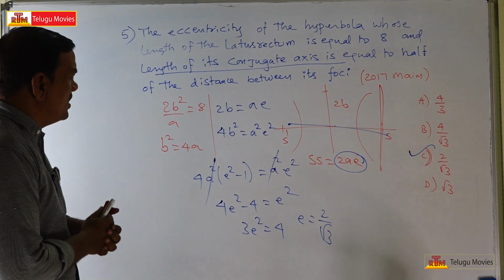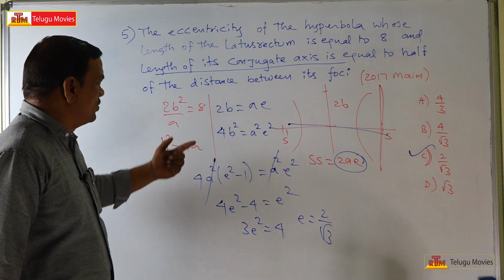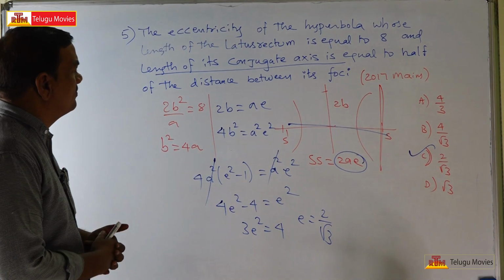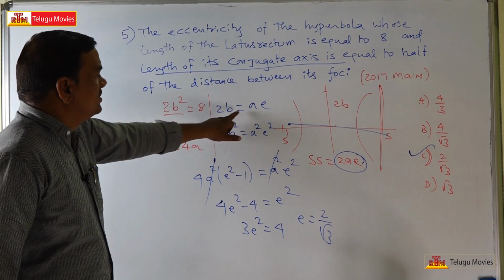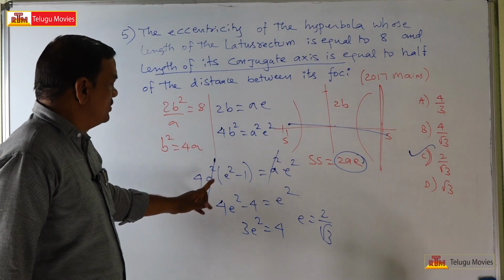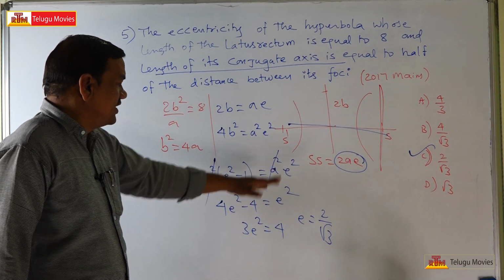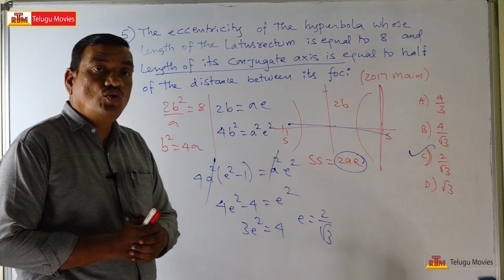If you observe, the data 2b square by a is equal to 8 we did not use anywhere. Just by the length of the conjugate axis being equal to half the distance between the foci, b square is equal to a square into e square minus 1, a square gets cancelled, and automatically we got the answer: e is equal to 2 by root 3.